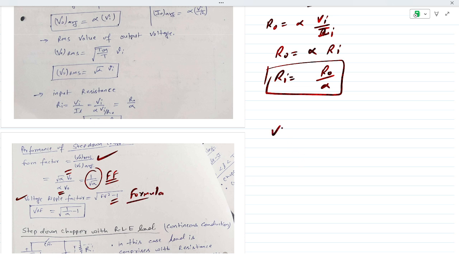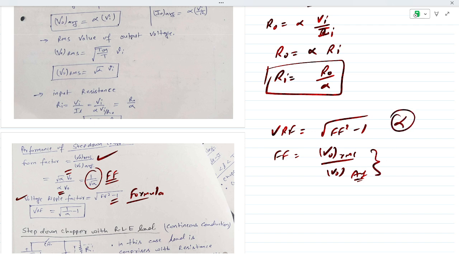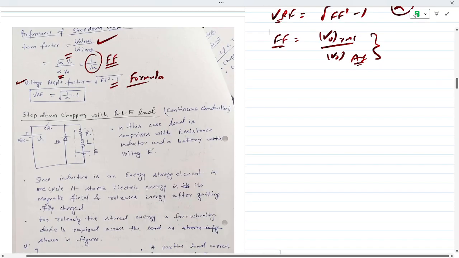So the voltage ripple factor is equal to the square root of form factor square minus 1, and the form factor is equal to V naught RMS upon V naught average. So if we have the value of alpha, we can comment on the form factor and the voltage ripple factor. Now two control strategies we are using in this converter.